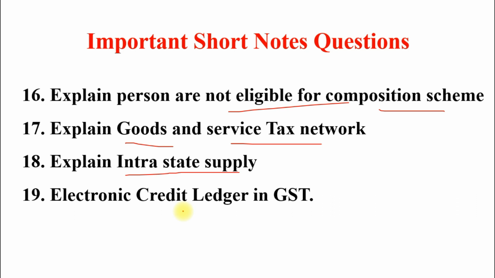Okay, explain who are the person who are not eligible for composition scheme. What is goods and service tax network? Intrastate supply, and lastly electronic credit ledger in GST. Very important topic. So if I can guarantee, if I'll do these 19 topics, I guess it will be more than enough from the short notes point of view.